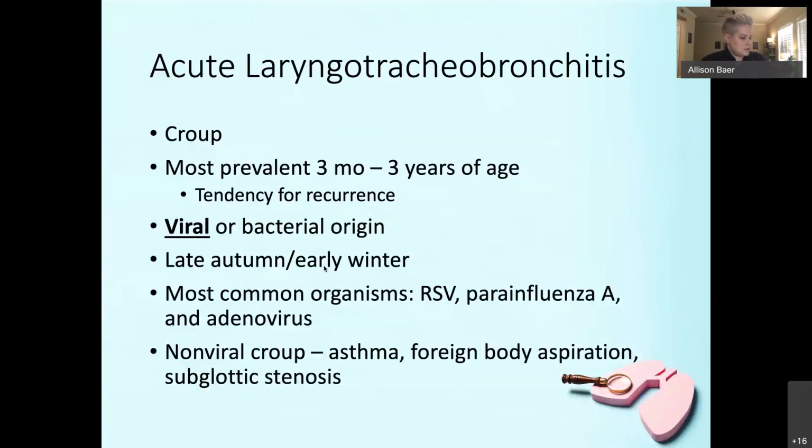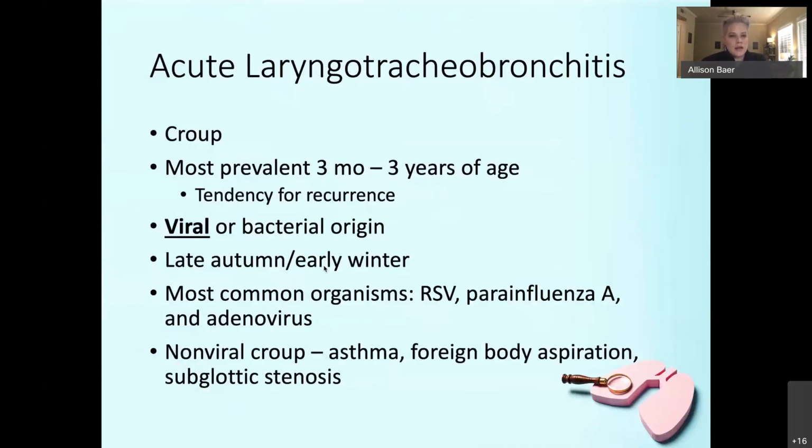All right, next is acute laryngotracheobronchitis. So that's just a fancy word for croup, though sometimes you'll hear, especially lay people, talk about croup to mean a lot of different things. But in the medical world and for this test, croup is laryngotracheobronchitis.